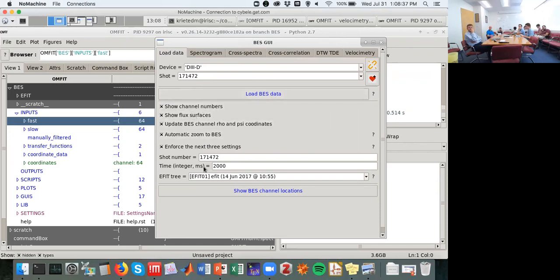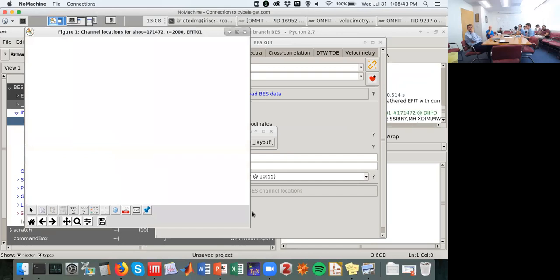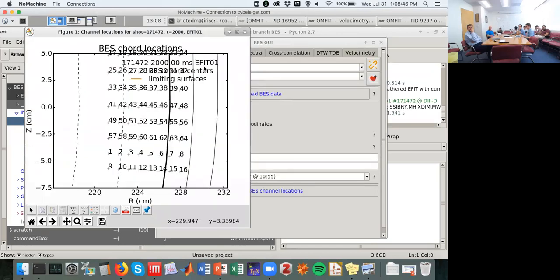So, for example, you set the same shot number, and the time period I'm going to be analyzing is around 2,000 milliseconds. So we'll plot the EFIT at that time. And I'll just drag all this out of the way. And so this basically just shows the arrangement of BES channels. So this is Z machine coordinates, Z vertical in centimeters, and major radius.